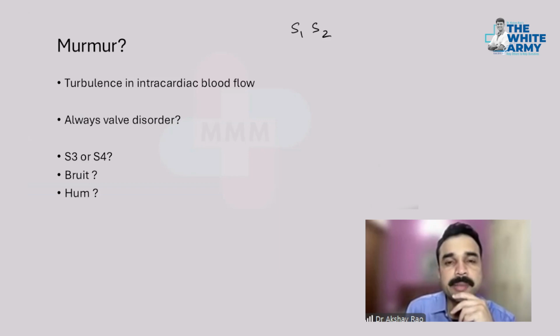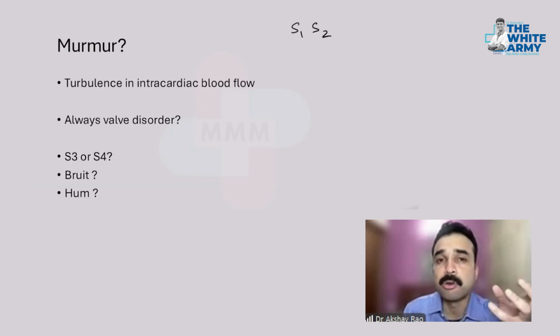Sometimes there is an exception to this. There may be some amount of turbulence produced without there being an organic lesion within the heart, and that is producing a murmur. So we'll discuss that also.